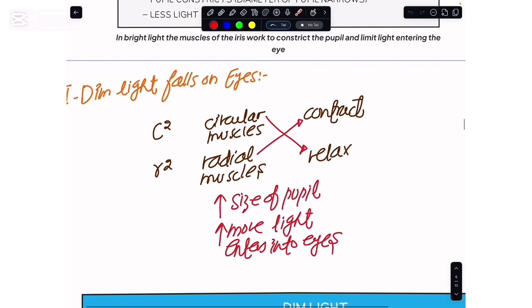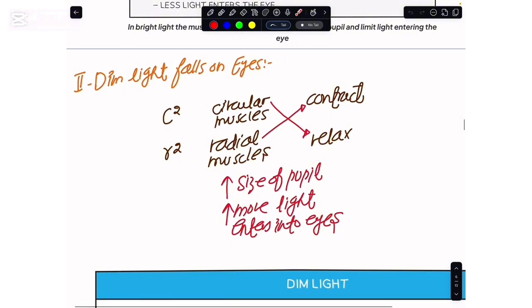Now if I proceed and look at what happens when dim light hits your eyes, the iris must increase the diameter of the pupil, because since we are in dim light, we want more light to enter. So our vision in dim light should be better. This is the same formula as above, so now you cross multiply them. You would say that the circular muscles, in this case, relax and the radial muscles contract. As a result, the size of the pupil increases and more light enters your eyes.